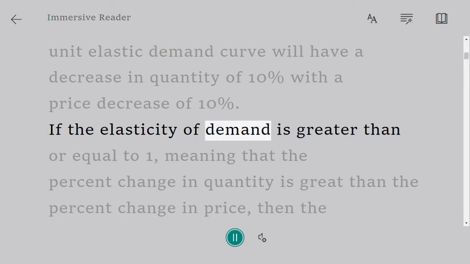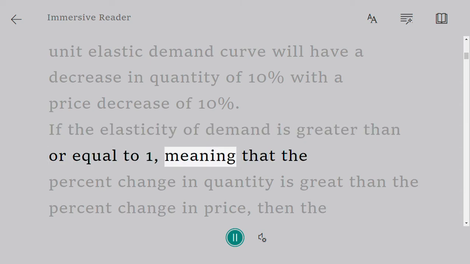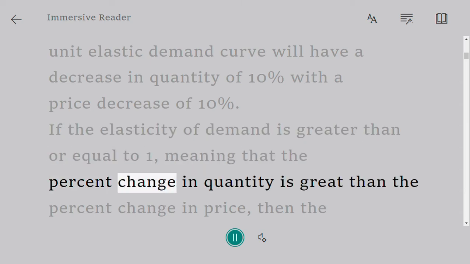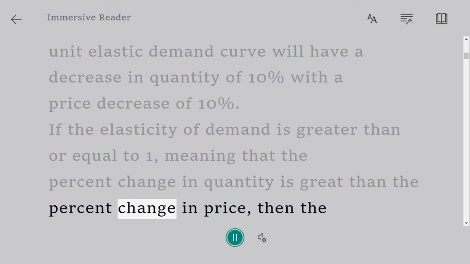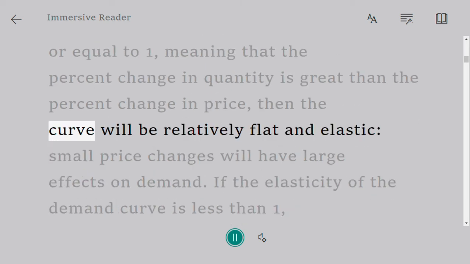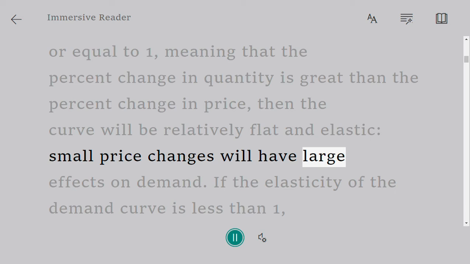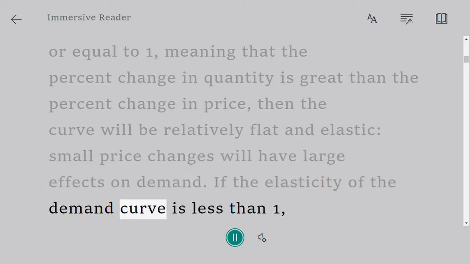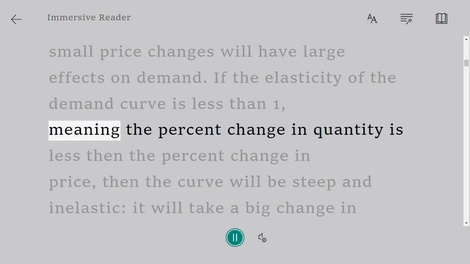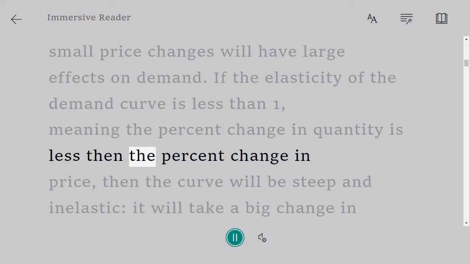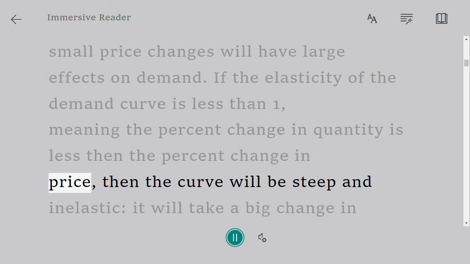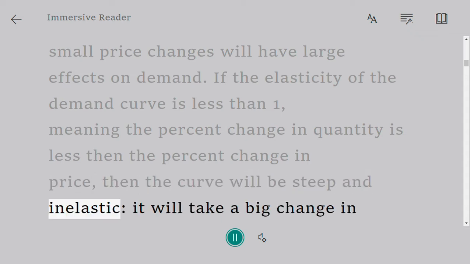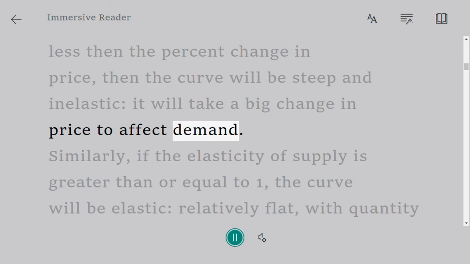If the elasticity of demand is greater than or equal to 1, meaning that the percent change in quantity is greater than the percent change in price, then the curve will be relatively flat and elastic. Small price changes will have large effects on demand. If the elasticity of the demand curve is less than 1, meaning the percent change in quantity is less than the percent change in price, then the curve will be steep and inelastic. It will take a big change in price to affect demand.